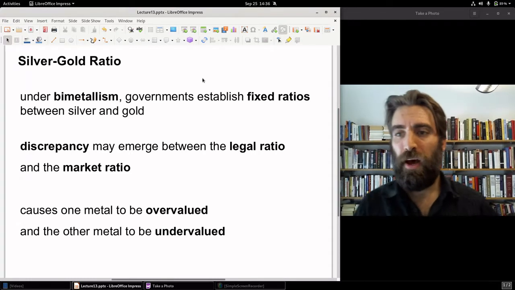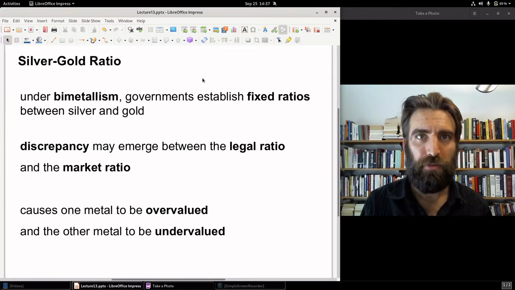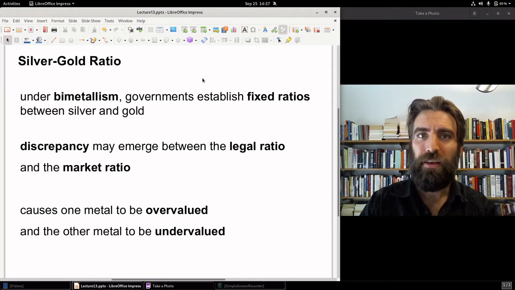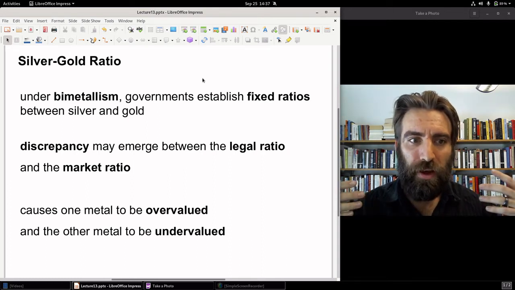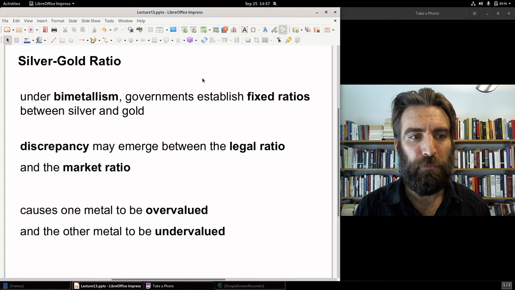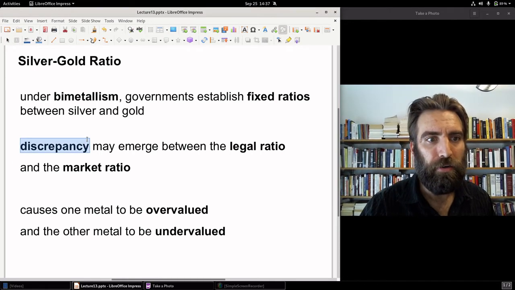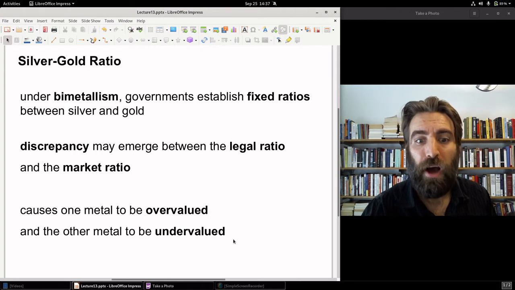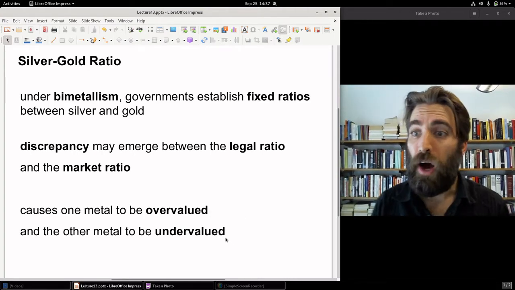Sometimes a government will have a legal ratio, a ratio recognized in law between silver and gold, that is different than what the global marketplace or the regional marketplace has given to those two metals. When a discrepancy occurs in a bimetallic system, one metal will be overvalued, the other metal will be undervalued. One overvalued, the other undervalued.